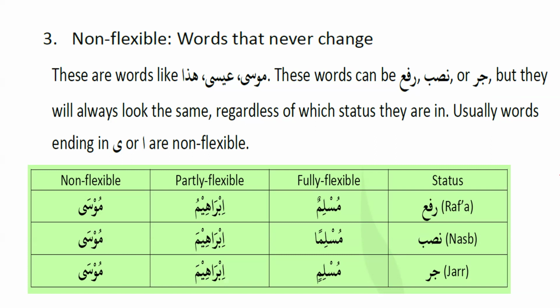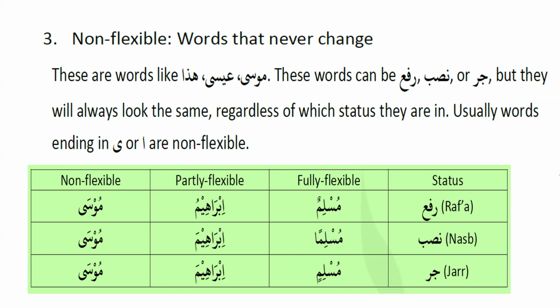If you see on the screen the spelling of Musa and Isa, you see there is a special letter at the end. This letter looks like a ya but without the dot. This is called Alif Maksura. So the word Musa actually has four letters: Mim, Waw, Sin, and Alif Maksura. Isa also has four letters: Ain, Ya, Sin, and Alif Maksura. Generally speaking, if any word has this Alif Maksura at the end, then it's non-flexible. Alif Maksura is an indication that it could be a non-flexible word.